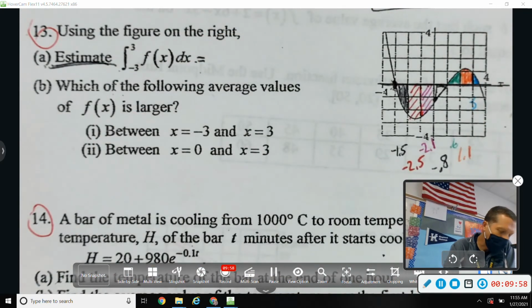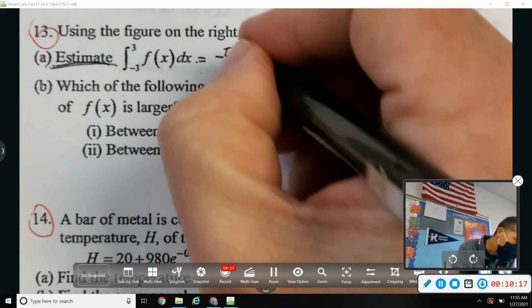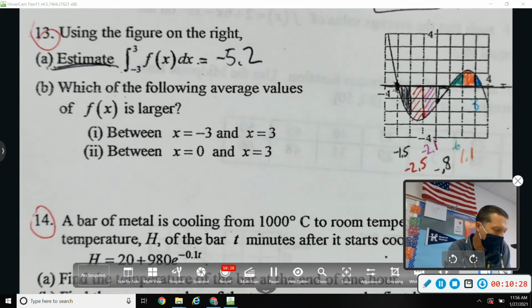So I could just write all those out, but I don't. Let's get an answer because we may need to use them anyway. Negative 1.5 plus negative 2.5 plus negative 2.1 minus 0.8 plus 0.6 plus 1.1 is negative 5.2. Okay, I guess that's fine. It's definitely negative because there's more negative area than there is positive area.